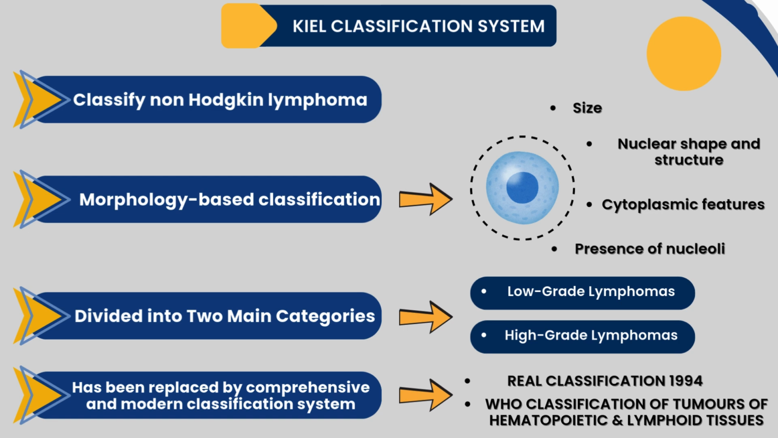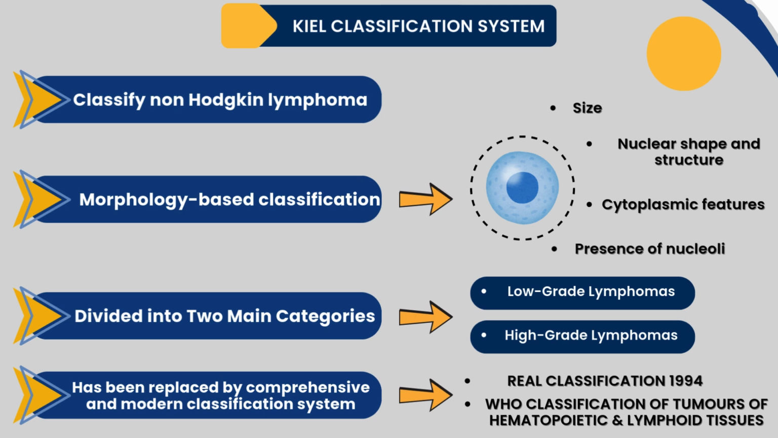As a morphology-based system, it categorized lymphomas based on the microscopic appearance of the cells, including cell size, nuclear shape and structure, cytoplasmic features, and the presence of nucleoli. The system divides lymphomas into two main categories: low-grade lymphoma and high-grade lymphoma. While the Kiel classification was highly influential at the time, it has been largely replaced by more comprehensive and modern classification systems, such as the Revised European American Lymphoma (REAL) classification, 1994, and the WHO classification of tumors of hematopoietic and lymphoid tissues.